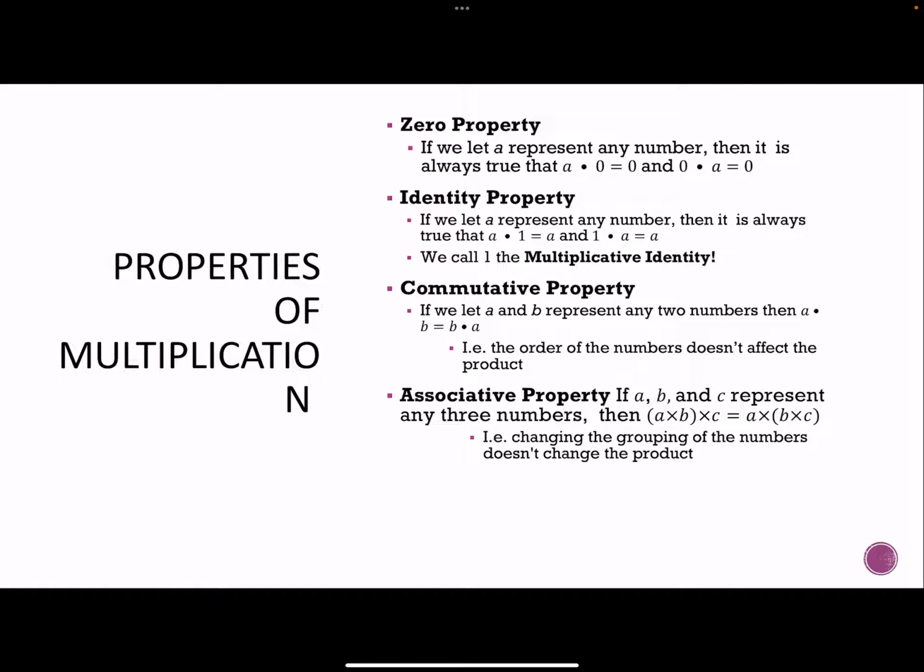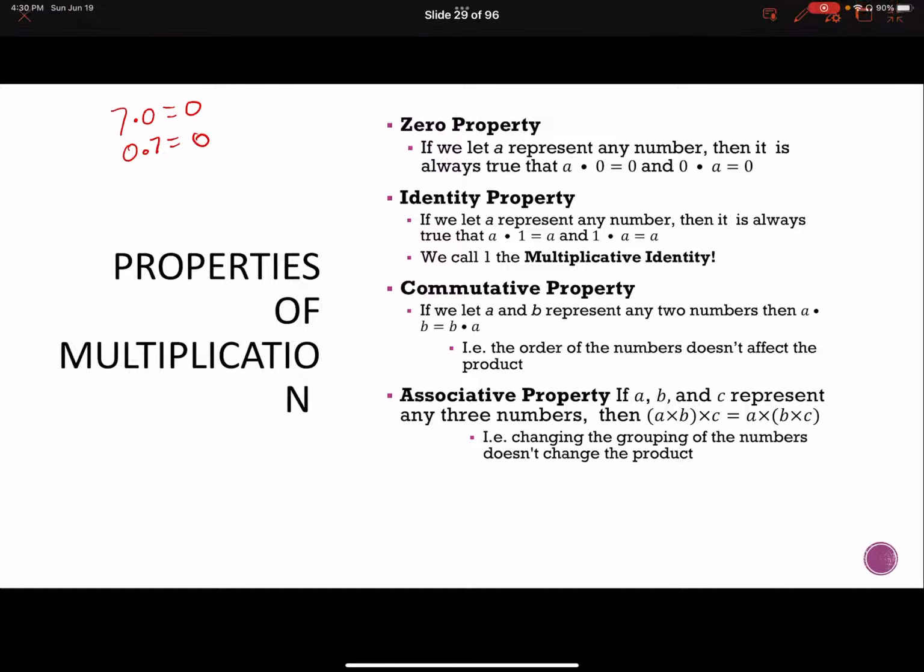If we let a represent any real number, then it's always true that a times 0 is 0 and 0 times a is 0. So if I have 7 times 0, that's 0. If I have 0 times 7, that's also 0. So basically any number times 0 always equals 0.